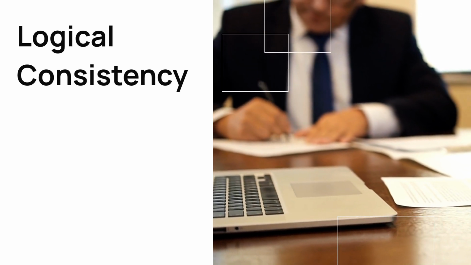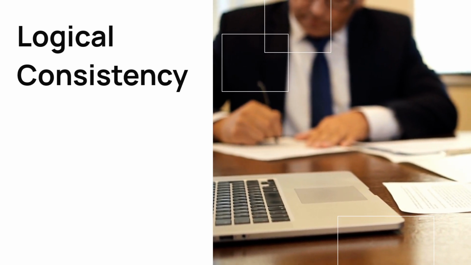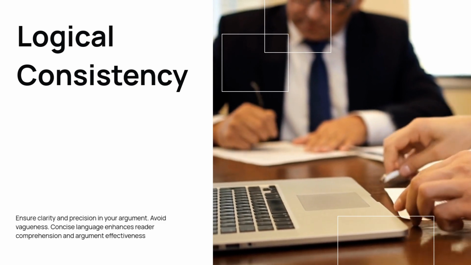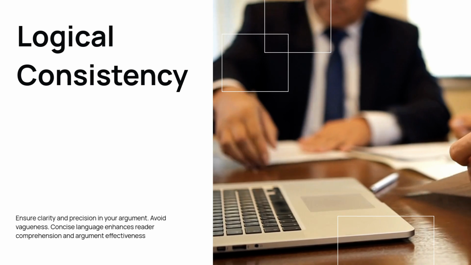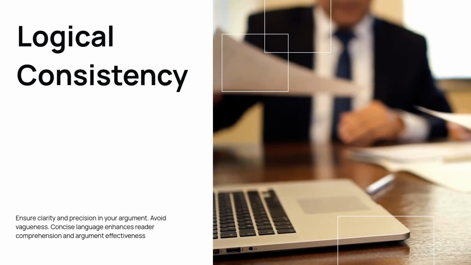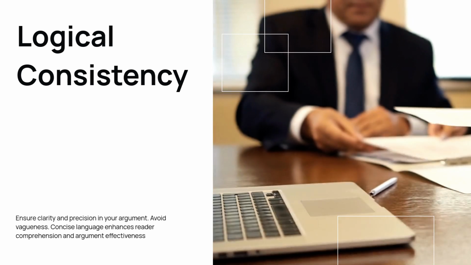Articulate your argument with clarity and precision. Avoid vagueness or ambiguity. Use concise language without unnecessary detail. Precision ensures reader comprehension. This enhances the effectiveness of your argument.